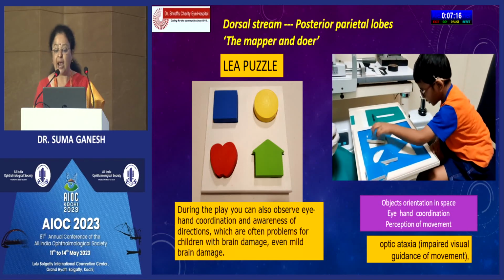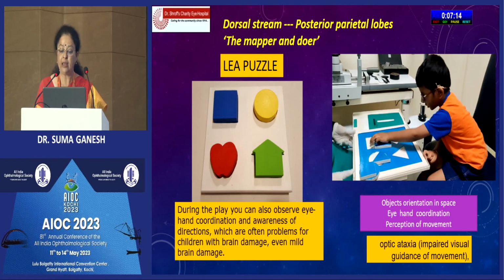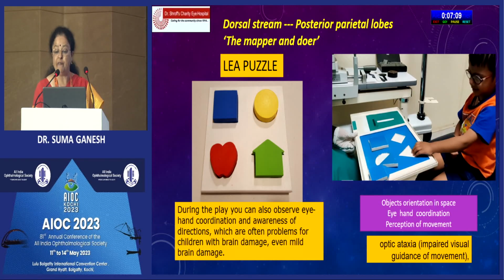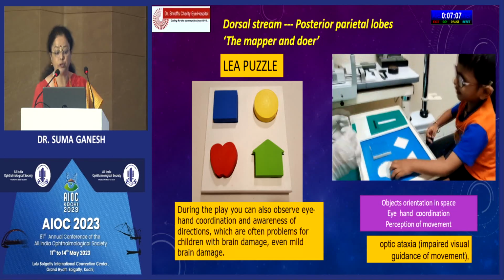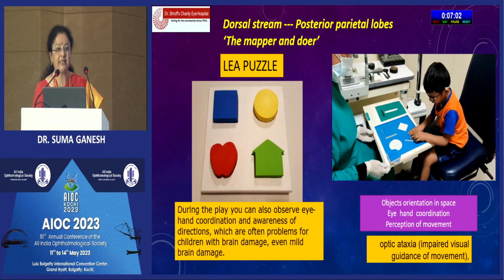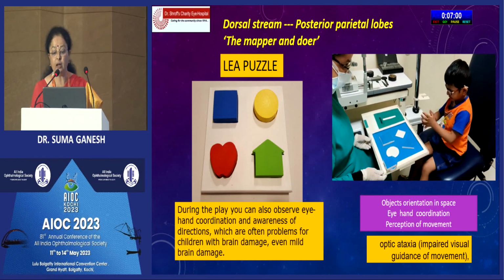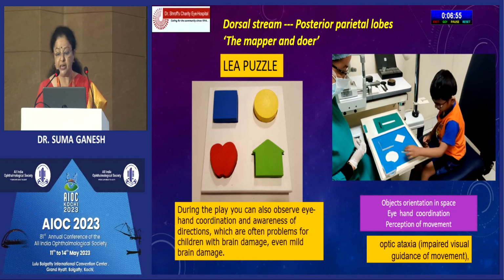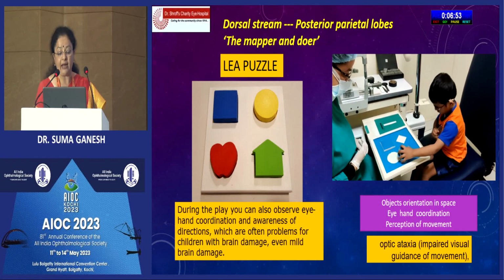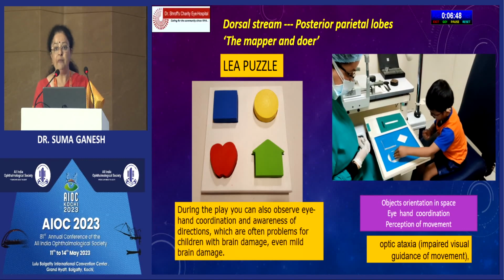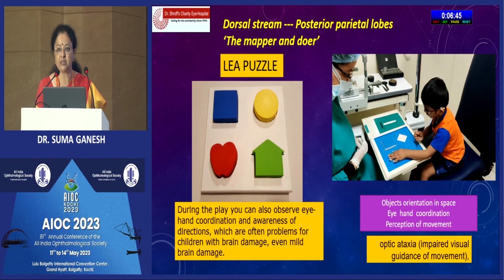This is a child with right hemiparesis, and he is struggling because of eye-hand coordination problems, and he is not aware of the directions. These are problems of children with brain damage, even with mild brain damage. We should do these tests if we have a doubt, and find out how much cognitive problem there is, to inform the rehabilitation expert. This is optic ataxia, impaired visual guidance of movement. It looks simple, like something we all make our children play with when they are small, but it helps us identify the problem.